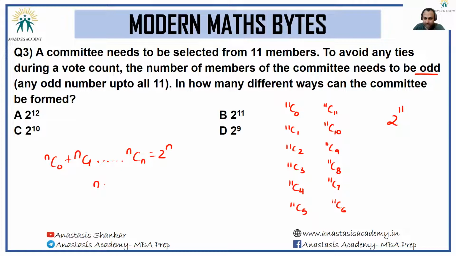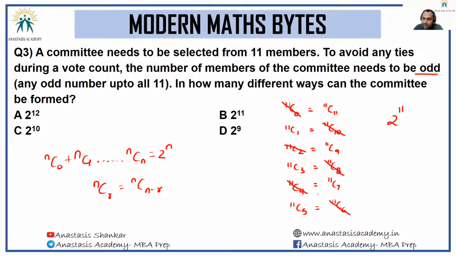Additionally, the other property we should know about nCr is nCr is equal to nC(n minus r). So can I say this is equal to this, this is equal to this, this is equal to this, and so on. And because now we are only considering half these cases, can I say this is gone, and this is gone, and this is gone, and this is gone, and this is gone, and this is gone.